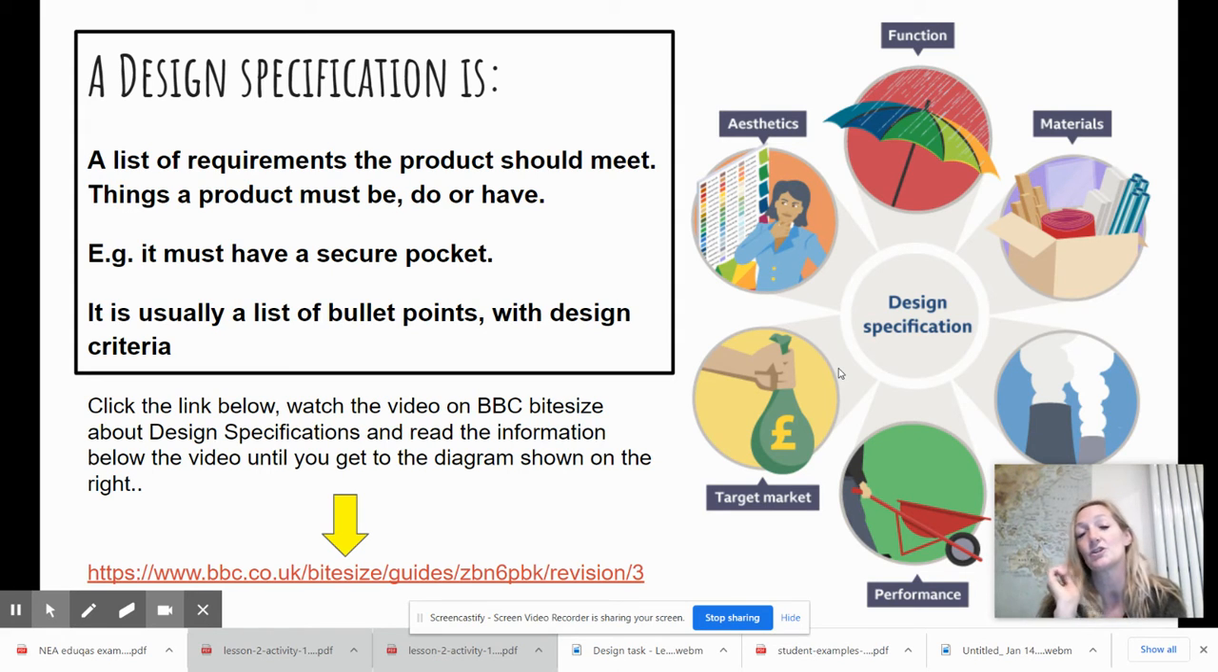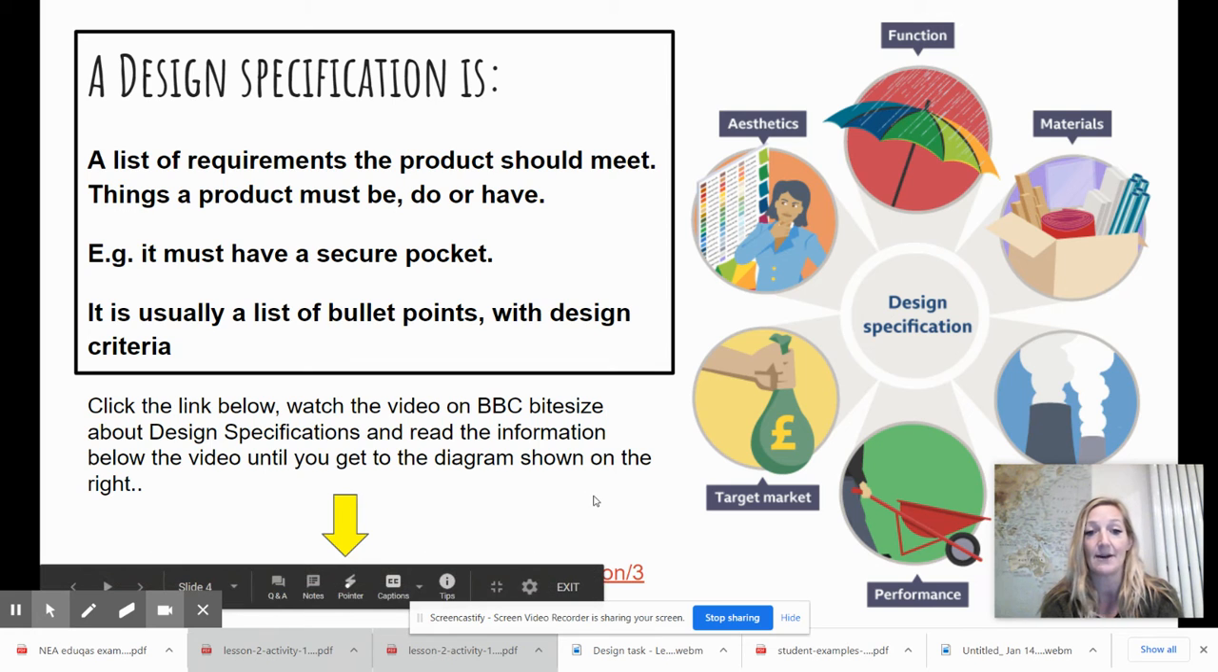It might be something to do with the materials, so things in this little diagram I'm talking through. Do you want it to be a waterproof fabric, for instance? Do you want it to be durable, or does the material want to have a pattern on it? You may think about the target market and what sort of price the bag could be, and the performance, so how is it going to work? There's lots of information on there. I'd like you to have a look through.